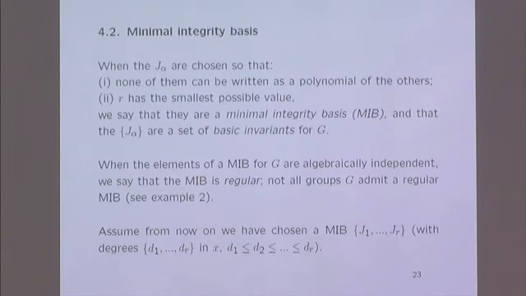Now, these invariants are required not to be expressed as polynomials of the others, but they could have an algebraic relation. For example, the square of one is equal to the cube of the other. In this case, we say the basis is non-regular, while if there are no algebraic relations, we say the basis is regular. So from now on, assume we have chosen a basis and we have ordered the degrees in some way.